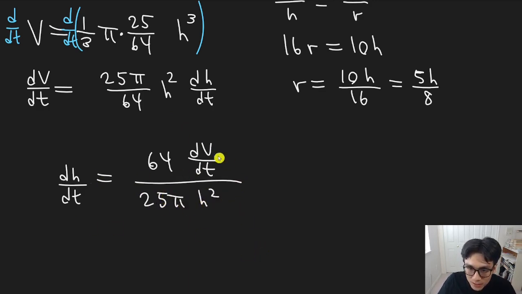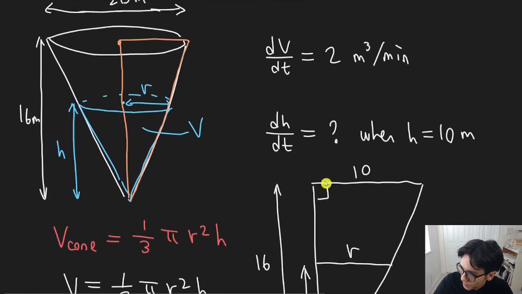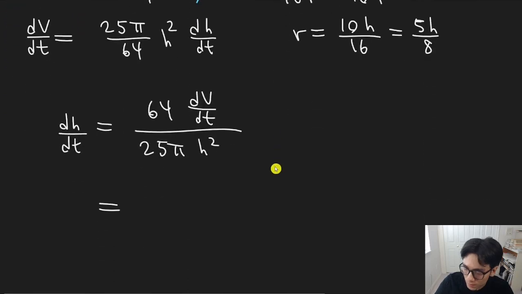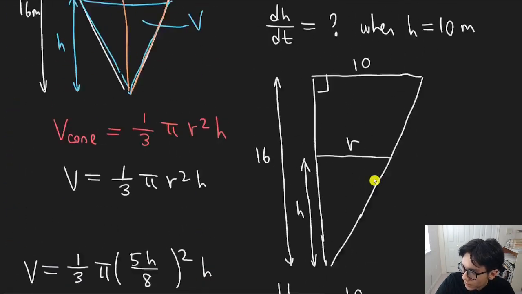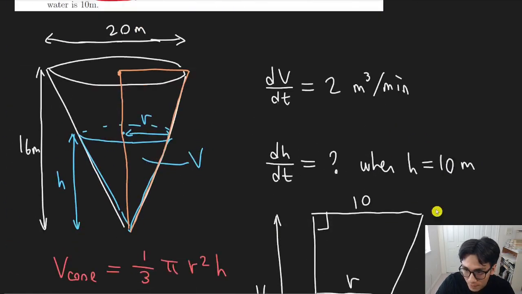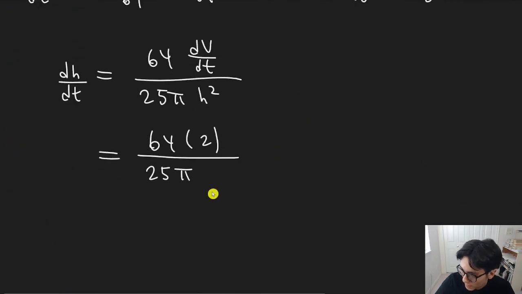Now all we need to do is substitute these two values, dV/dt and h. That's going to help us compute dh/dt. Well, dV/dt, if we go back to the question, is 2 meters cubed per minute. So I'm going to substitute in 2. And h is 10, right? We want to find when h is 10. So we're going to substitute that in. 10 squared. Now, this could be your final answer, because it's a perfectly exact answer.